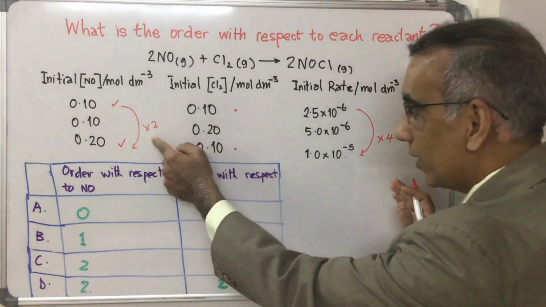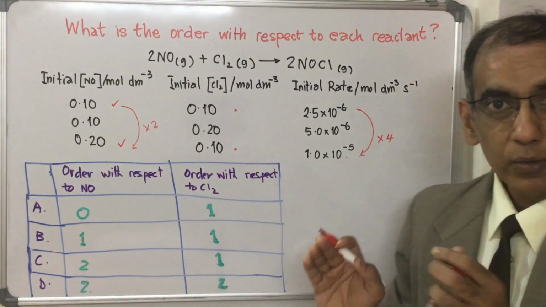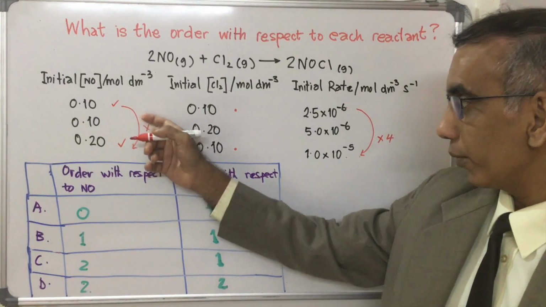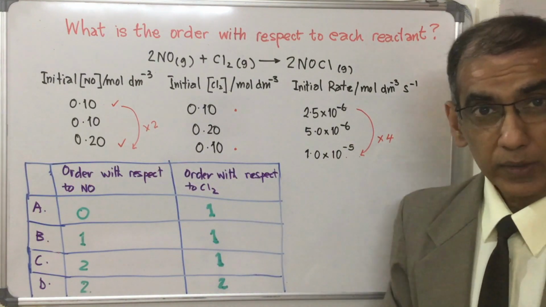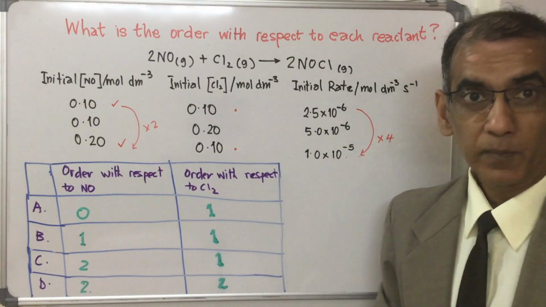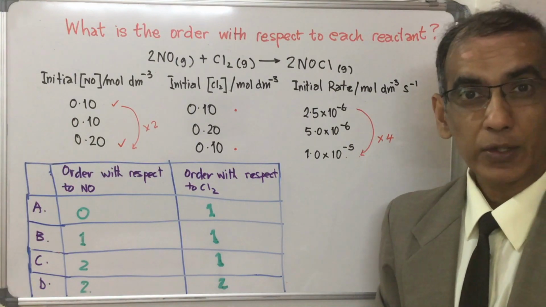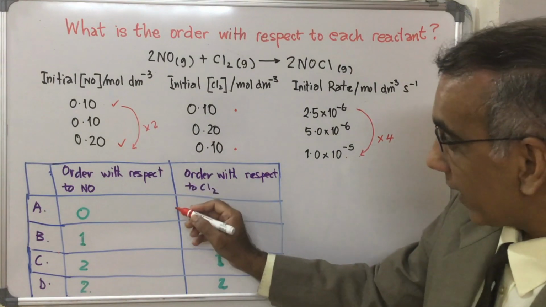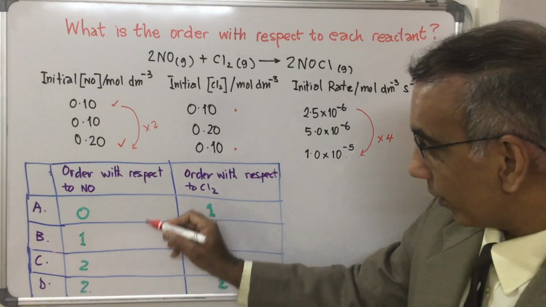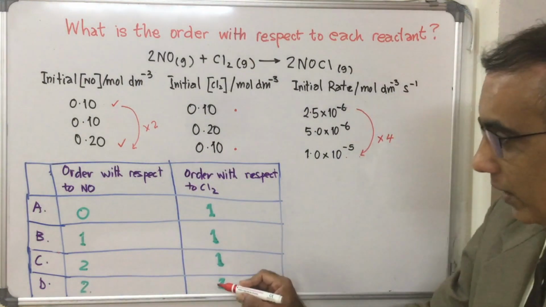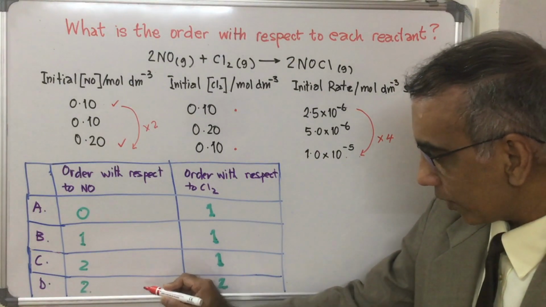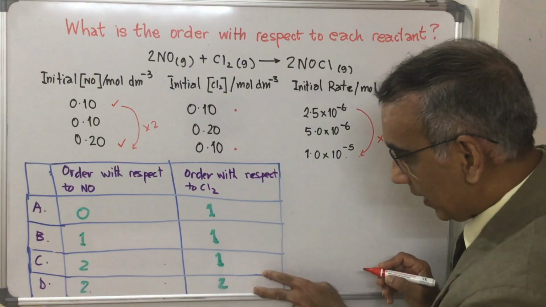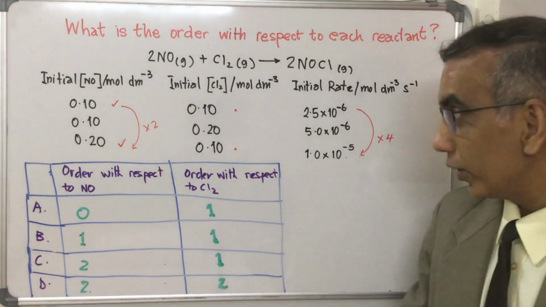So doubling this quadruples this. So there's no direct relationship. Instead, there's this exponential relationship. When this doubles, this quadruples. And when you have such a relationship, then you don't have a first order reaction, but you have a second order reaction. So therefore, this reaction is going to be second order with respect to NO. So it's going to be that the answer is either C or D. And now we need to figure out what's the order with respect to Cl2 to decide which one to choose.